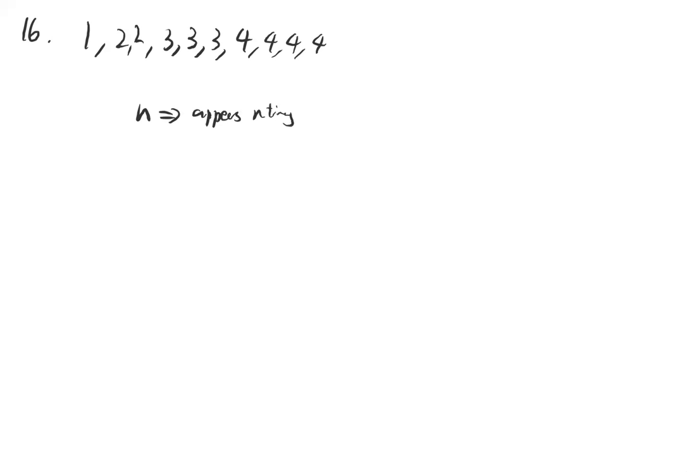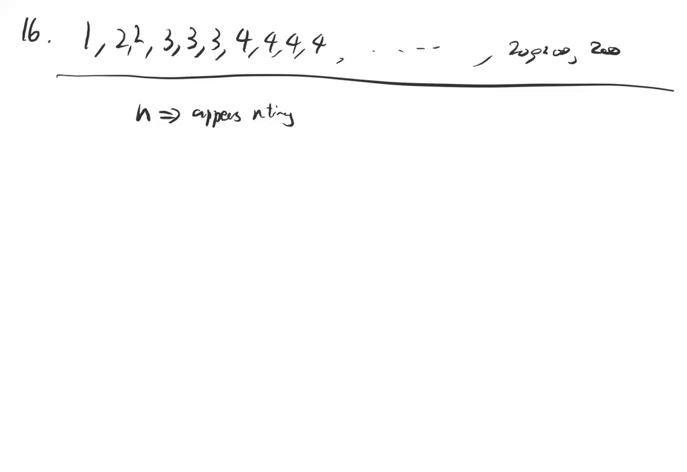So number 16 is basically you have this sequence of numbers. If the number is n, then it appears n times. And the sequence stops at 200, 200, and 200. The question is asking for the median of this whole sequence of numbers.